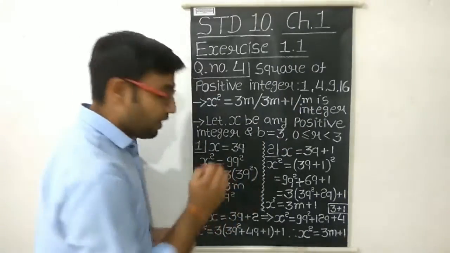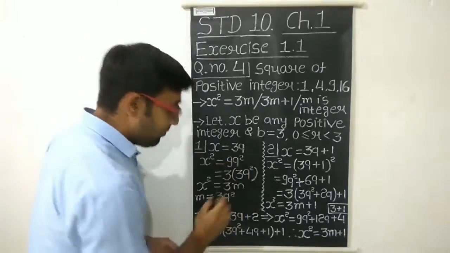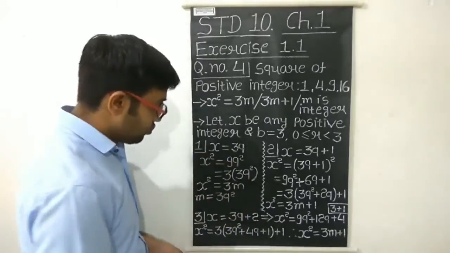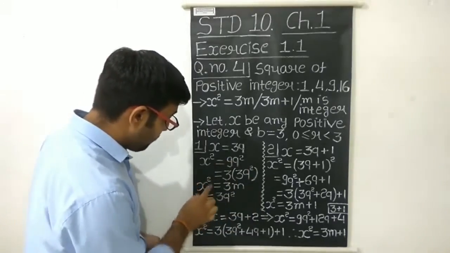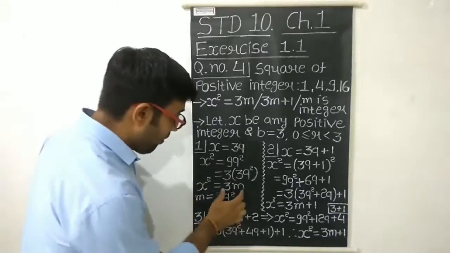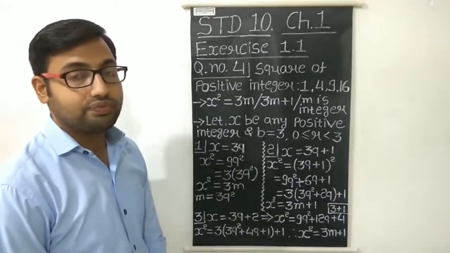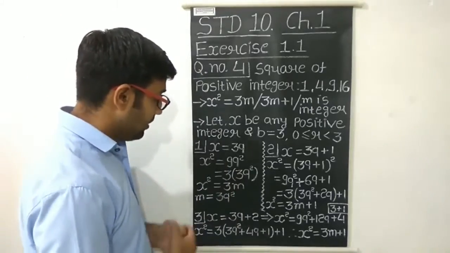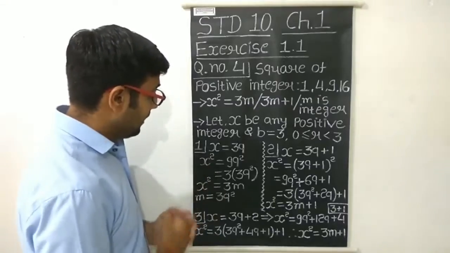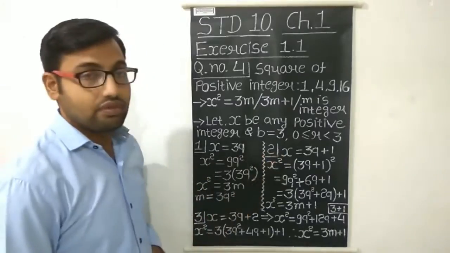So this 3q square is a positive integer, m is a positive integer, so that we can write down the square of any positive integer in the form of 3q. Clear? Understand? Okay. So in the same way, now we will study the second case.